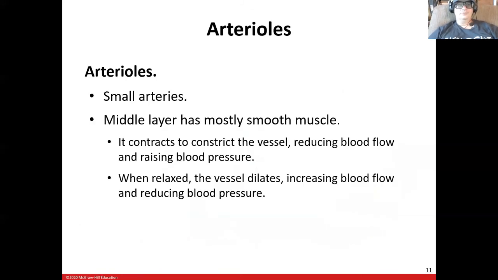Anyway, so arterioles are little arteries. We've talked about that before. The middle layer is mostly smooth muscle. That means we don't have all of that elastic fiber stuff going on.